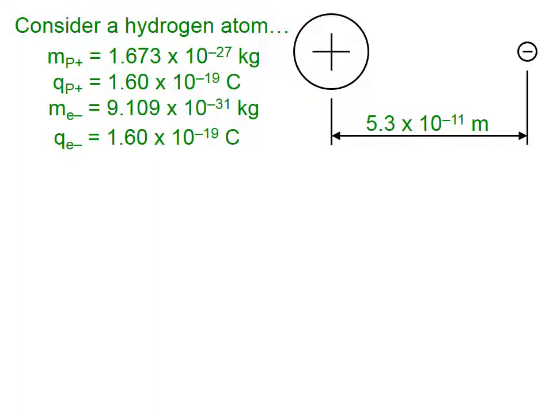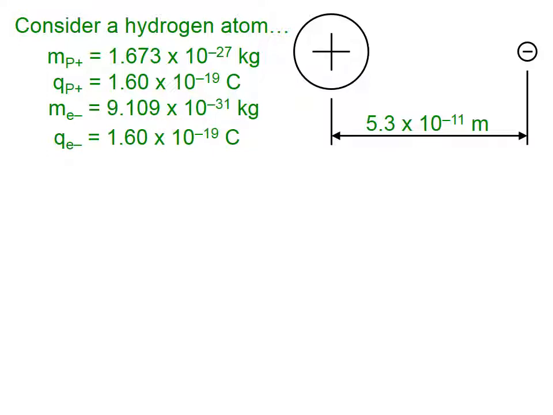Let's consider a hydrogen atom. You might know from chemistry that a hydrogen atom consists of a single proton surrounded by a single electron. And what I've got here on the left is I've recorded the rest masses of a proton, 1.673 times 10 to the negative 27th kilograms. The rest mass of an electron, 9.109 times 10 to the negative 31st kilograms.